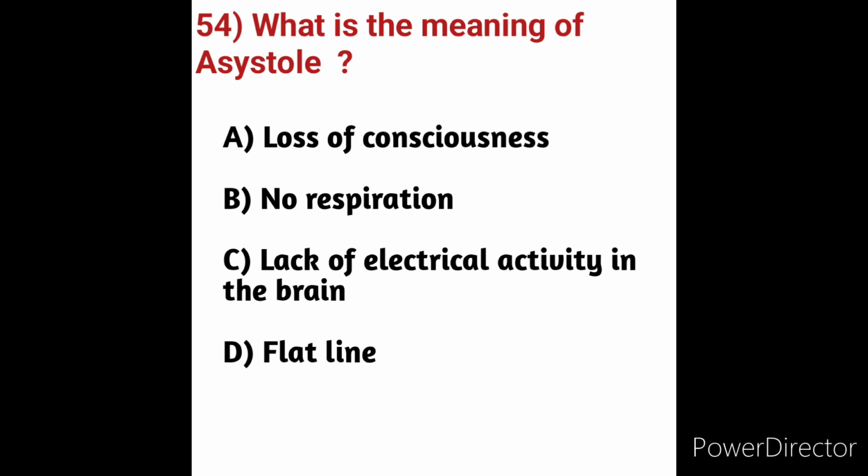Asystole is a type of cardiac arrest which is when your heart stops beating entirely. It usually makes a person pass out. The word used in hospitals is pass out. Asystole is also called flatline. The meaning of asystole is option D, flatline. So here option D is the correct answer. Next we will move on to question number 55.